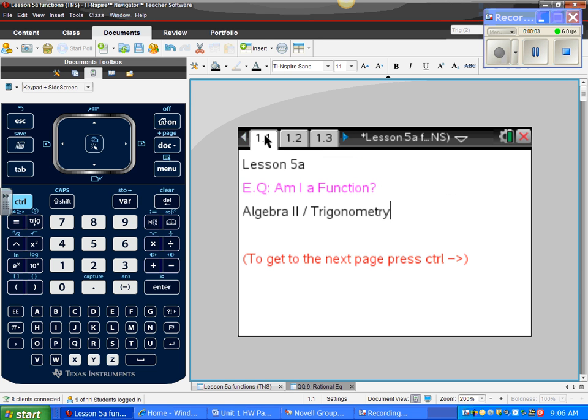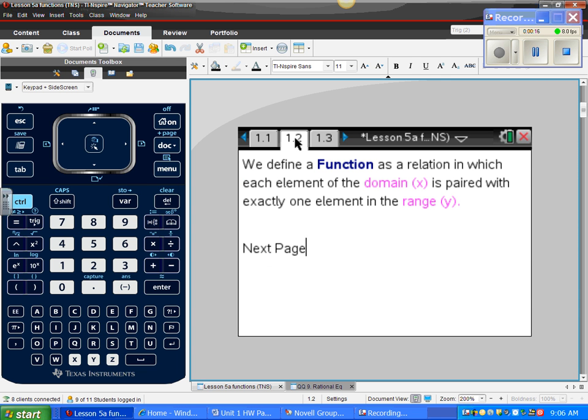Okay, so we're going to do a very shortened version of this lesson. This is lesson 5A, and we're going to be talking about functions, but we are going to truncate this lesson to about 5 to 10 minutes. So we're going to pick and choose pages that we want to discuss. The most important thing is that you know what a function is.